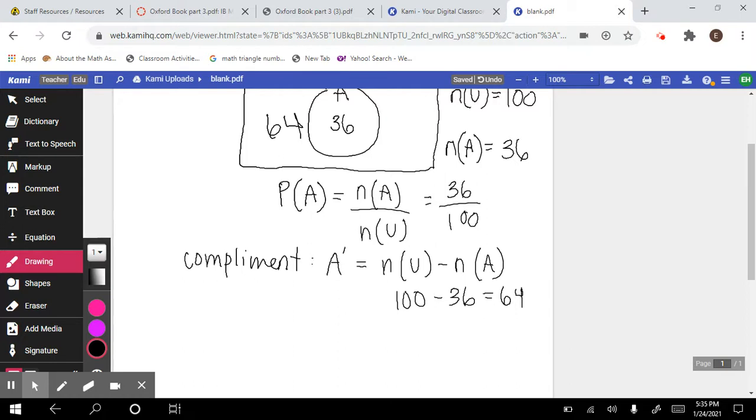If you wanted the probabilities, though, however, probability, remember, is only out of 100% or 1. So I would take that 100%. I would subtract my probability of all the people that I do not want, which is the probability of A. So that'd be 1 minus 36 over 100. And then you're left with that 64 over 100. So that's a brief introduction to how to represent some of the notation for both number, probability, and complement.